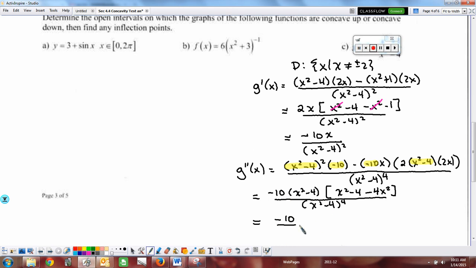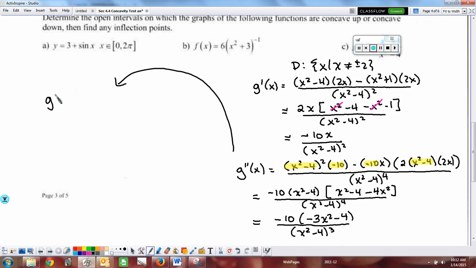So I have negative 10, and then on the bottom now we're going to have x squared minus 4 cubed, and then we have x squared minus 4x squared, so negative 3x squared minus 4. So now that we have this in a nice form, so I saved myself some room here, I'm going to come over here, and now I need to find my possible points of inflection.